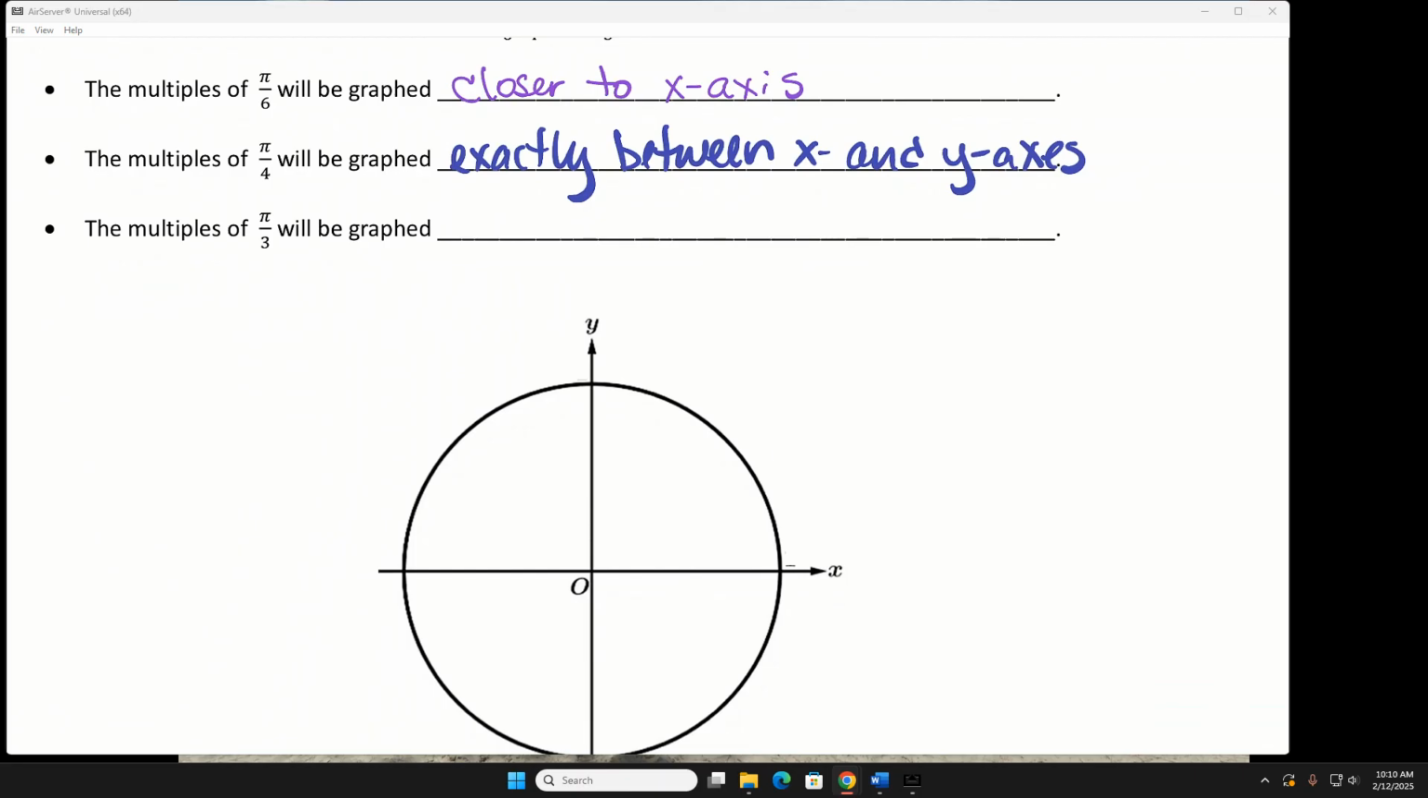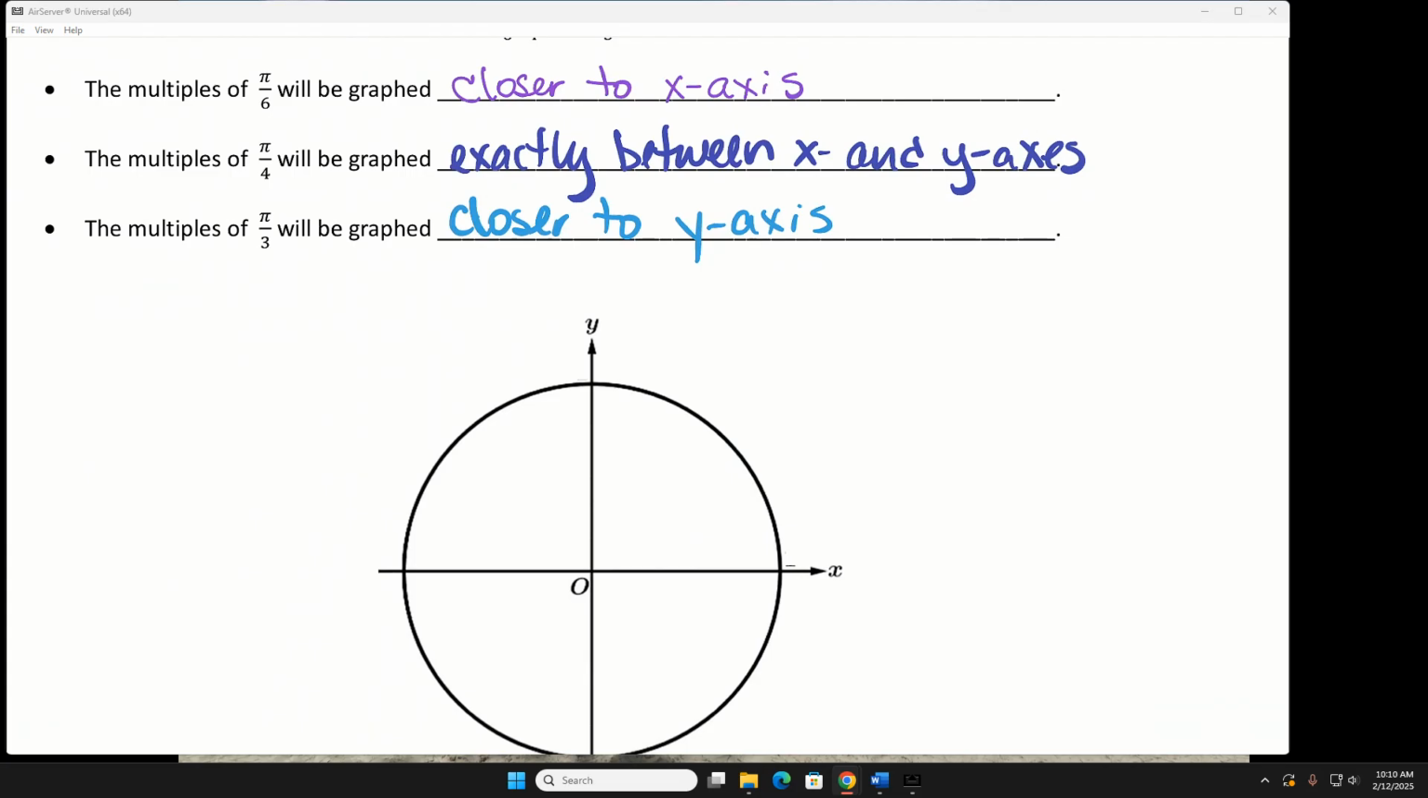All right, and then multiples of pi over 3 are going to correlate to 60 degrees away from the x-axis, so they are going to end up being graphed closer to the y-axis. And that's probably the last time you're going to hear me say degrees, unless I'm talking about the temperature. All right, so just knowing where they're going to fall, closer to x, y, or right in the middle, is one way to help you learn.